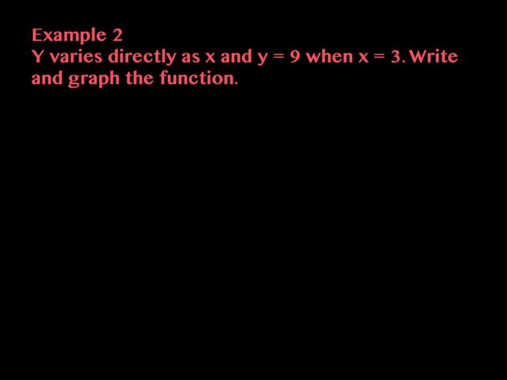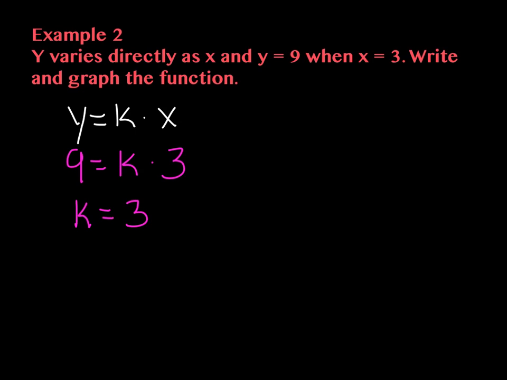Alright, so here's a numeric example. Y varies directly as x, and y equals 9 when x equals 3. Write and graph the function. So what we do is we read the first sentence, y varies directly as x. That's y equals a constant times x. And then it gives us values, y equals 9 when x equals 3. So that means that our k, our constant, has to be 3. So the actual function is going to be y equals 3x.